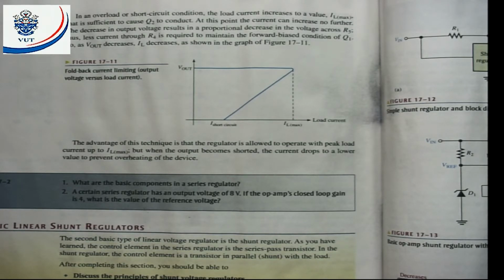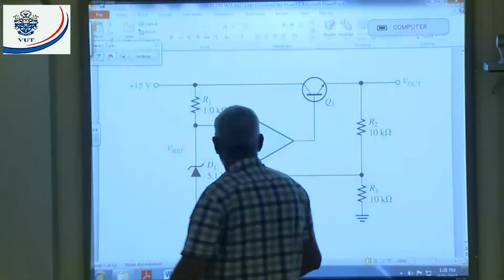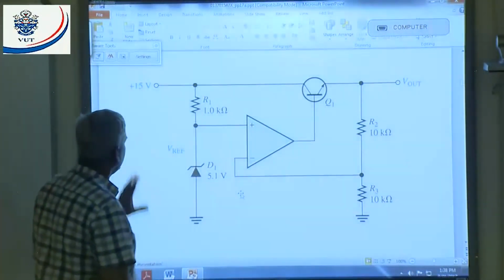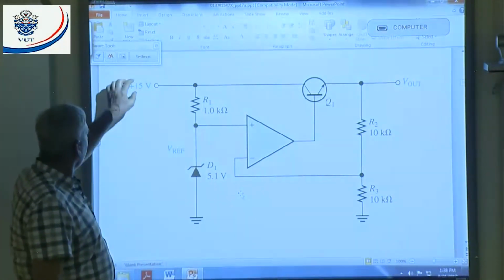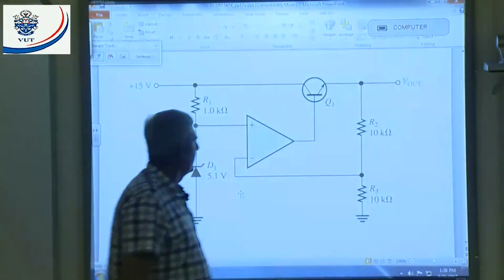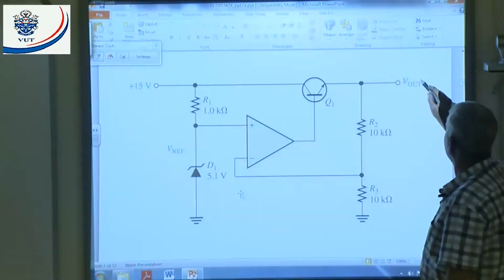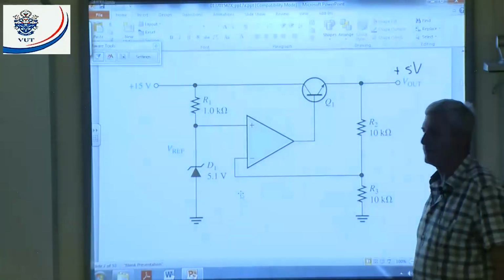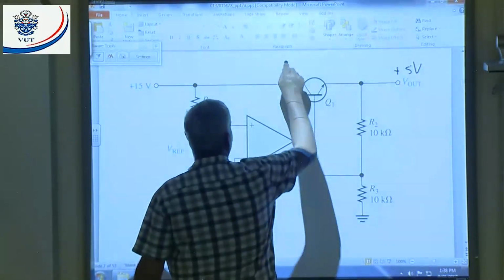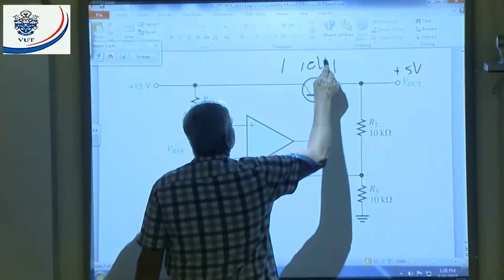If you look at this series, I just want to show you something. If you look at this series regulator here, let's say I got a 15 supply, an input voltage of 15 volts. Let's say the output voltage, don't worry about the values, is plus 5 volts. What is the volt drop across my transistor? I got 10 volts across my transistor.